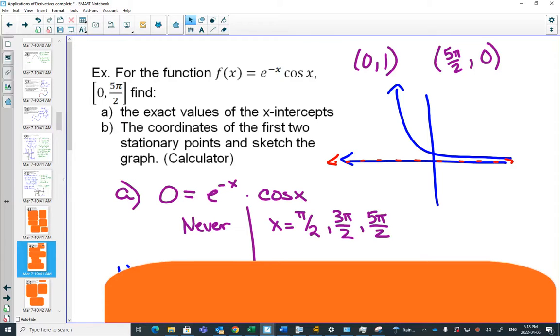That's where the graph starts and where the graph ends.